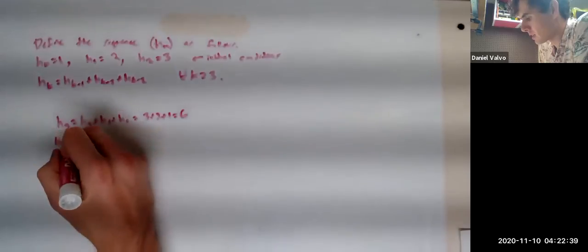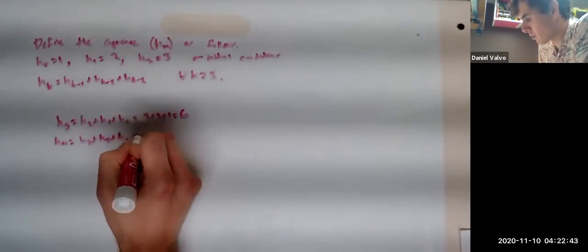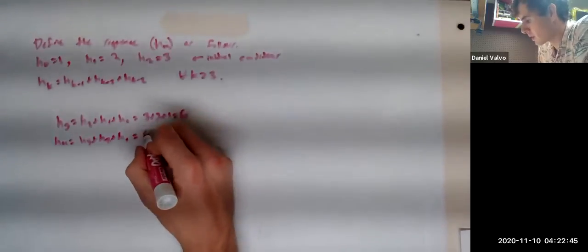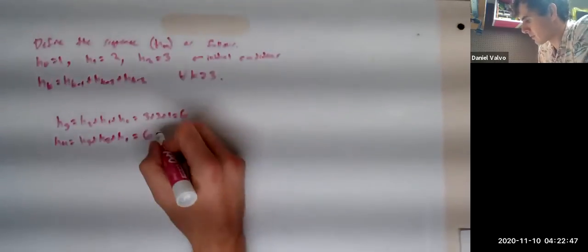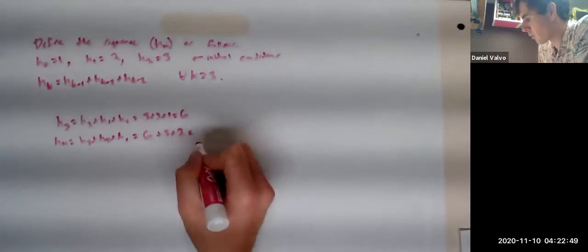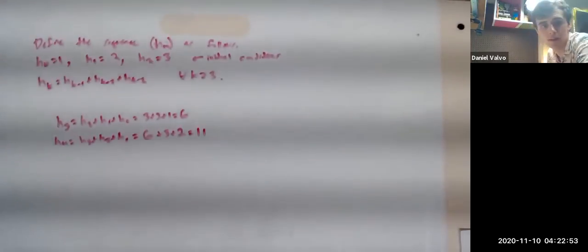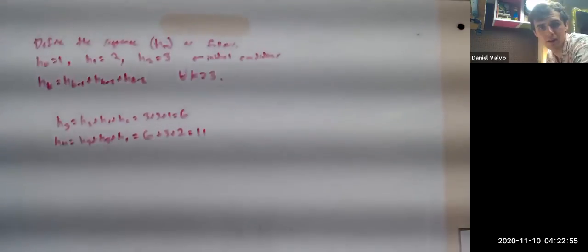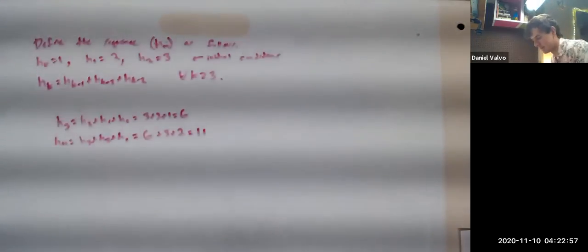And then H of 4 is going to be H of 3 plus H of 2 plus H of 1, the 3 previous terms. H of 3 we found out is 6, H of 2 is 3, H of 1 is 2, so it's going to be 6 plus 3 plus 2, which is going to be 11. On and on like that.